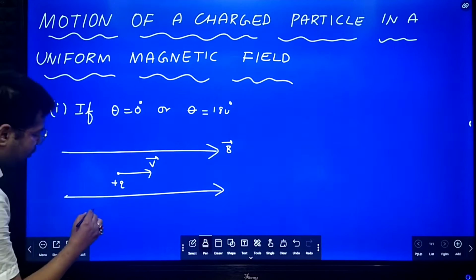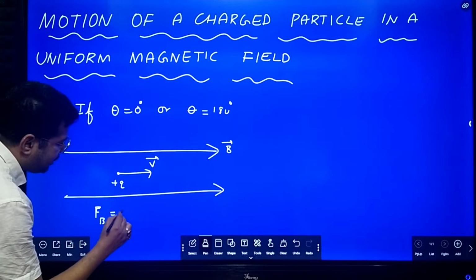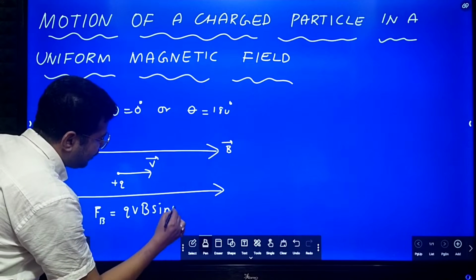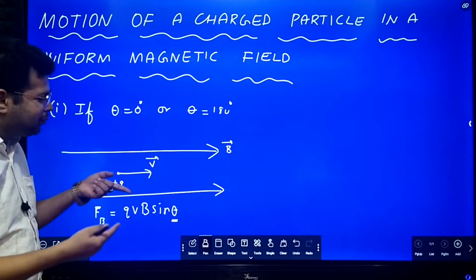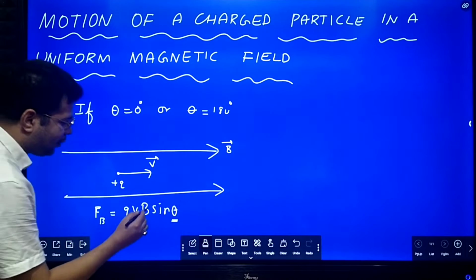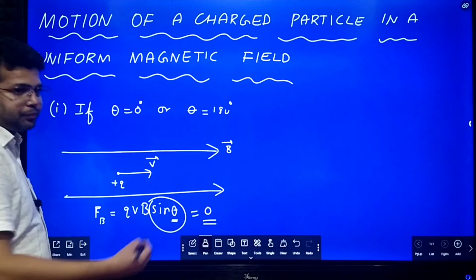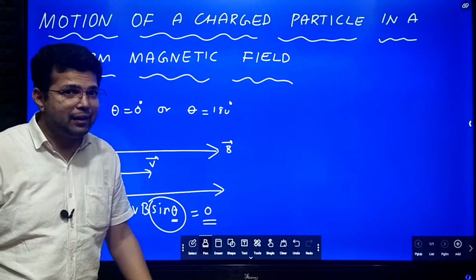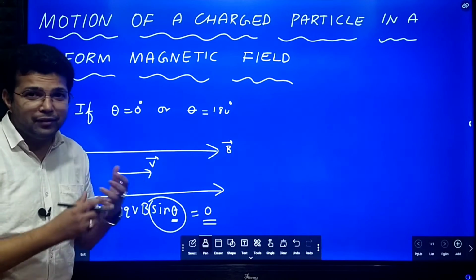Now what is the magnetic force? We know magnetic force is equal to QVB sin theta. So what is theta here? Theta is the angle between velocity and magnetic field. So here in this case, angle between velocity and magnetic field is 0 degree. So sin 0 is 0. So the magnetic force is 0. Means that positive charge will not experience any force when it is moving parallel to the magnetic field. It moves as if there is nothing.